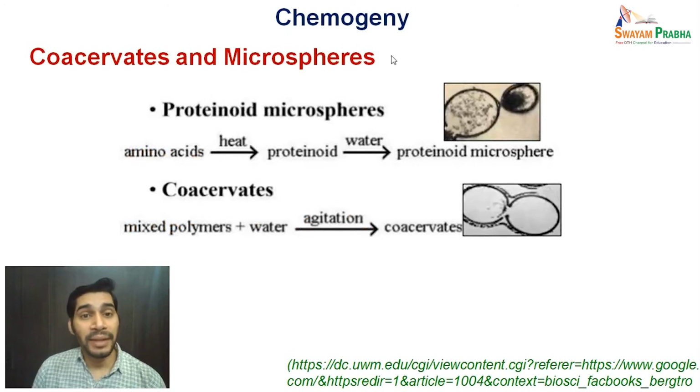If you compare the proteinoid microspheres as developed by Fox with the coacervates as developed by Oparin, the basic procedure is depicted here. If you take amino acids, heat them, they form the proteinoids. With the addition of water, you can see the proteinoid microsphere formation. In case of coacervates, if you take mixed polymers, just like we took gum arabic, enzyme and histone, if you add water and you agitate it, mix it, then you can see the formation of coacervates.